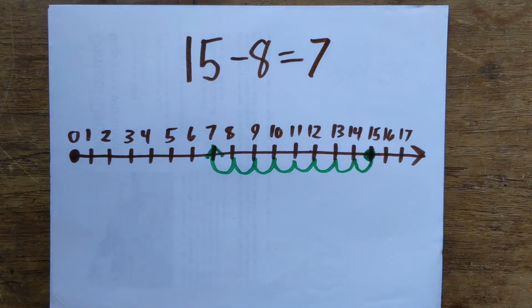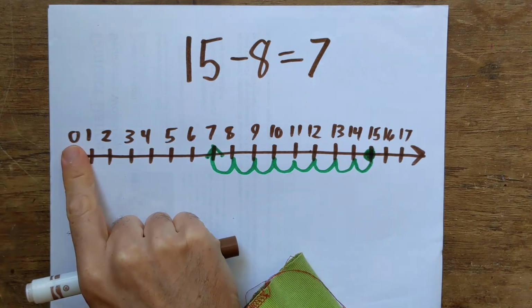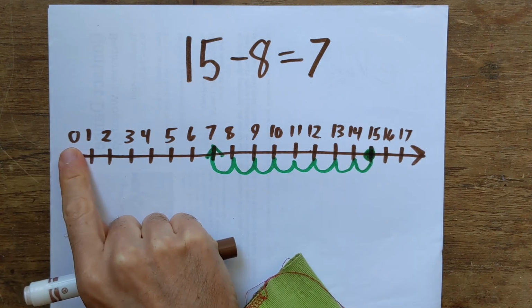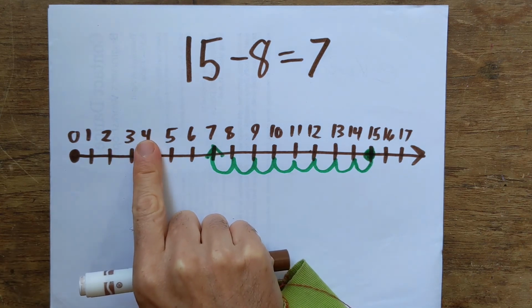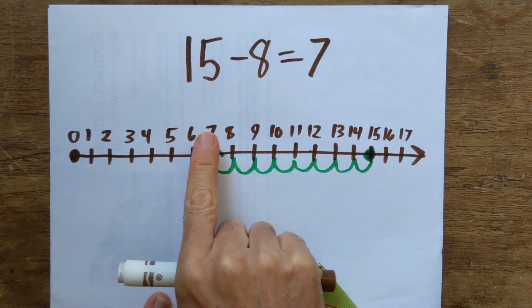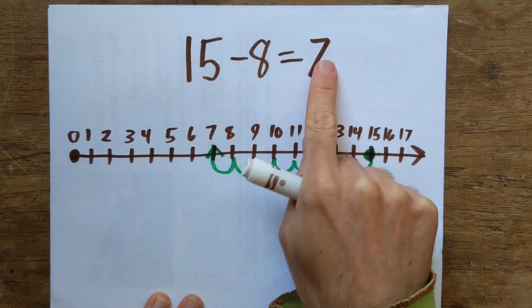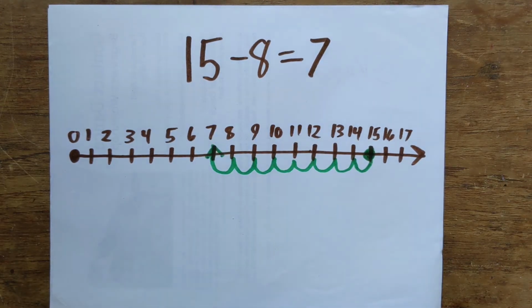Of course, if you didn't know or you didn't remember, you could just count up. Look, start at 0. 1, 2, 3, 4, 5, 6, 7. There's 7. There's the answer.